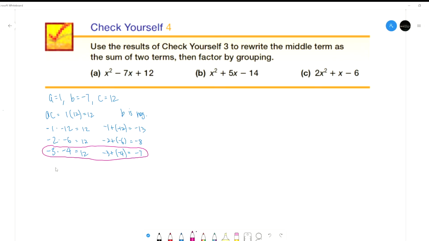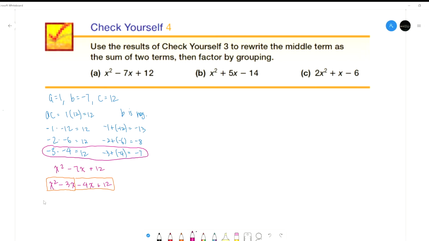Okay, so now what I'll do is I'll rewrite the problem. X squared minus 7x plus 12, right? Instead of minus 7x, what am I writing? Minus 3x minus 4x. So I have x squared minus 3x minus 4x plus 12. Next, we have to split them up, right? So we'll split them up into two groups. Factor by grouping.